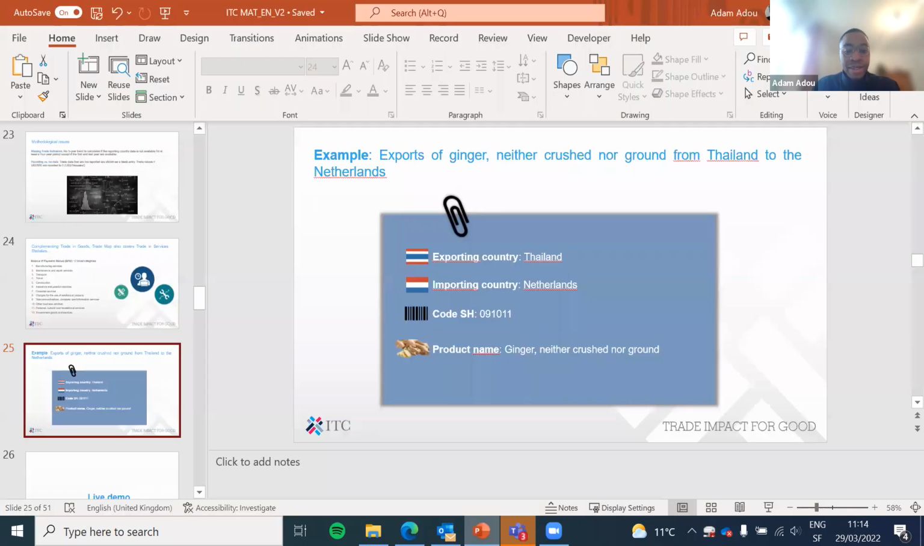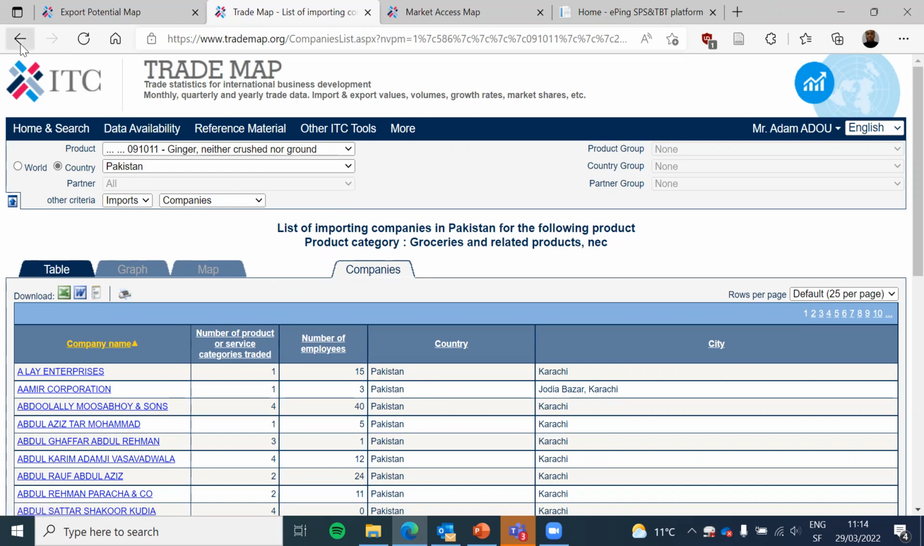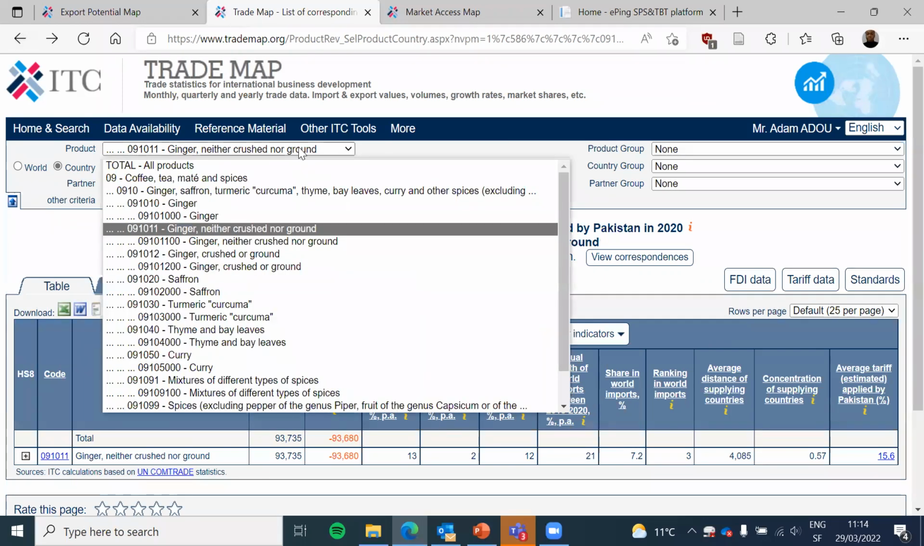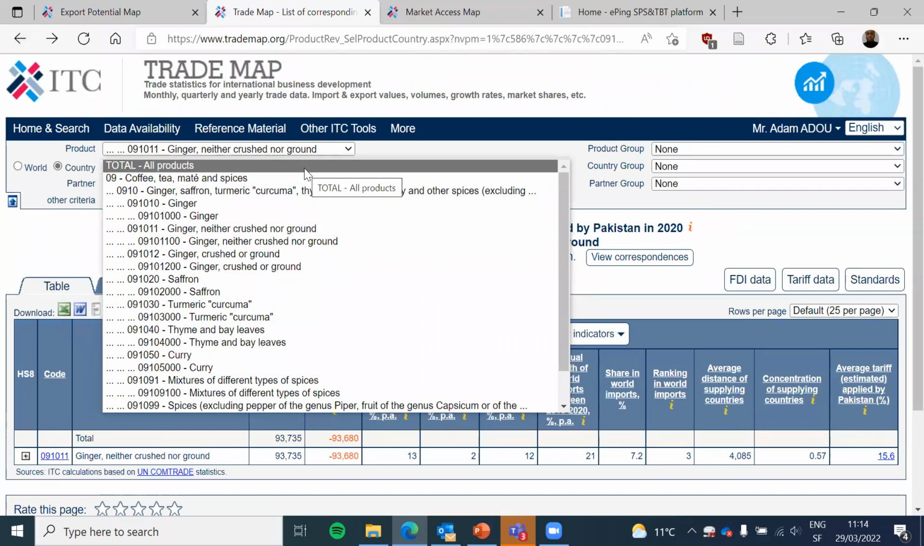By the way, when you mentioned crushed ginger, you mean powdered ginger? Correct. This code is for fresh ginger, but there are other codes for crushed ginger. So if you are an exporter of crushed ginger, you will see that the trade data is different.